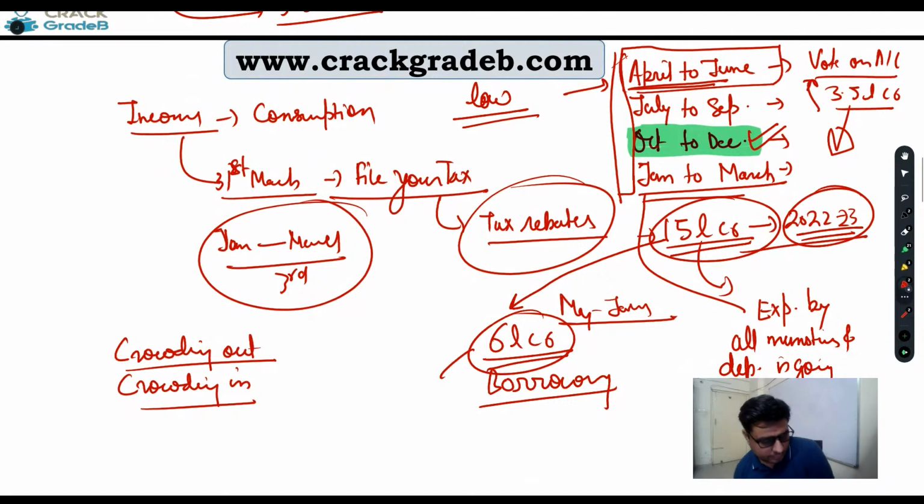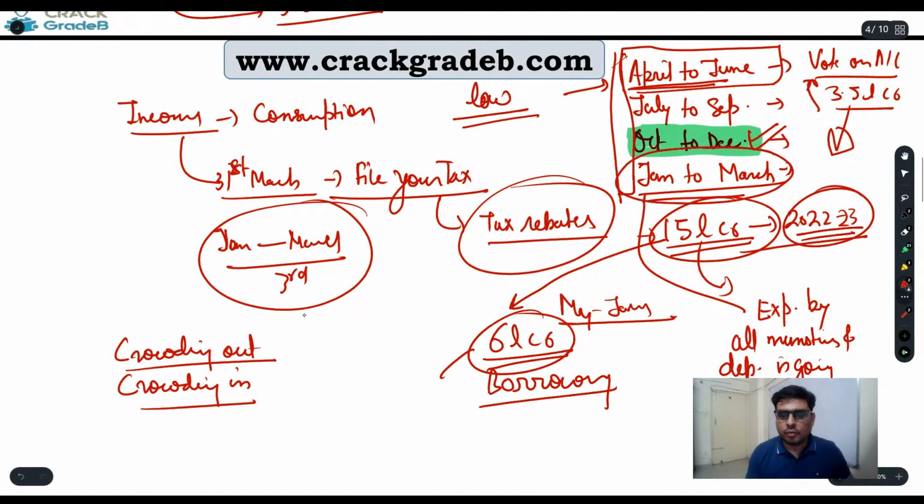Yes, fourth quarter. No, fourth quarter, because of what I just explained, the March rush. In the March rush, you have to spend the entire money, right? So the government's borrowing is going to be very high in this fourth quarter, January to March.